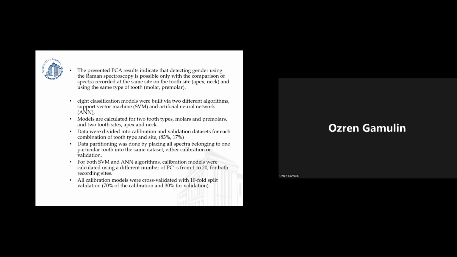Data are divided into calibration and validation data sets for each combination of tooth type and site in a ratio of 30 to 70%. Data partitioning was done by placing all spectra belonging to one particular tooth in the same data set, either calibration or validation. For both support vector machine and artificial neural network algorithms, calibration models were calculated 20 times, one for each number of PC components from 1 to 20.